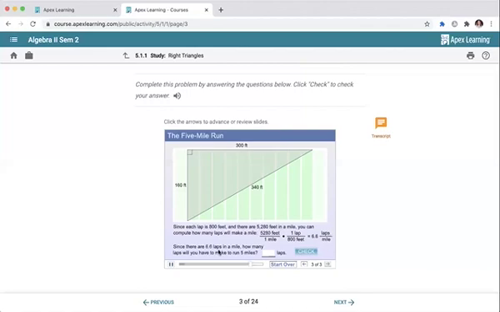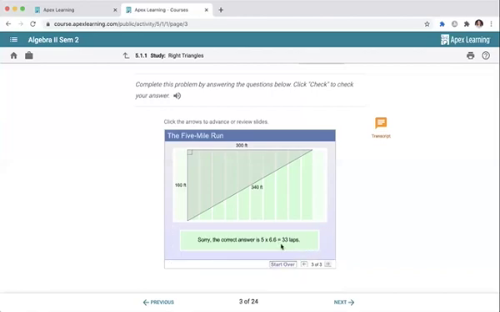All right, and then obviously here the last step is if there's 6.6 laps in a mile, how many laps will you do to run 5 miles? Well, you just multiply this number by 5.